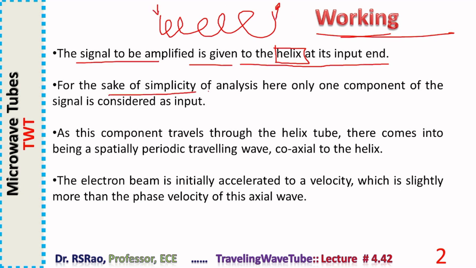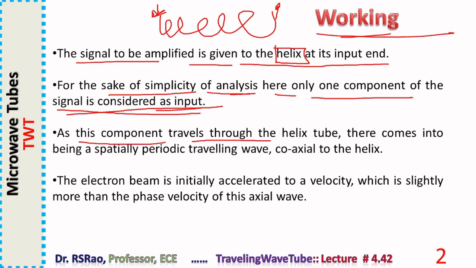For the sake of simplicity of analysis, here only one component of the signal is considered as input. Signal means several components. A single component cannot be a signal. Signal by definition is a waveform which is capable of carrying information. A single component cannot hold any information. Therefore, the conclusion is that a single component cannot be a signal. But here we consider a component of the signal as input for the sake of simplicity of analysis.